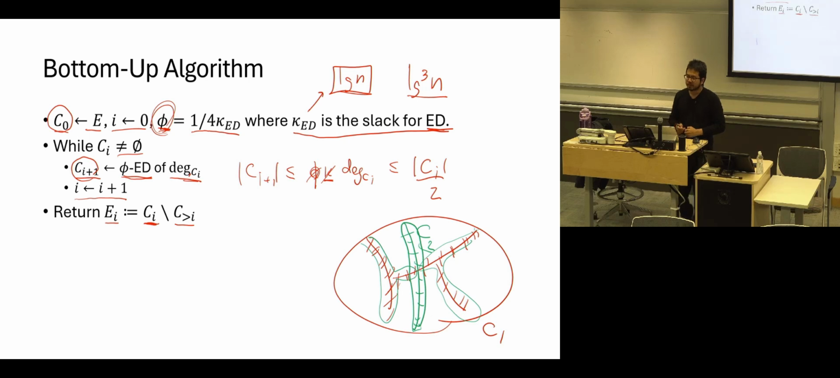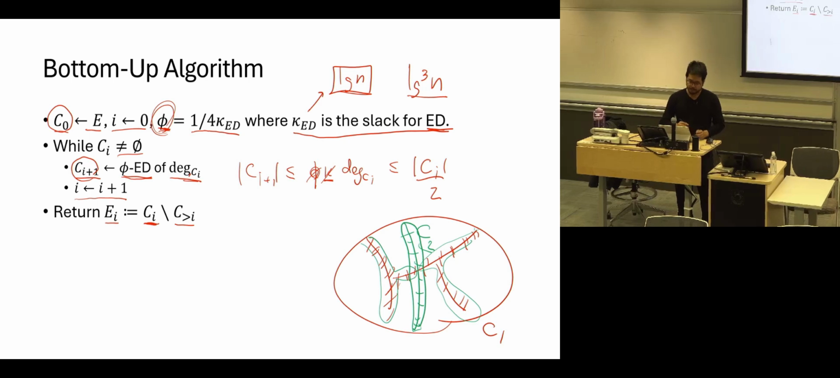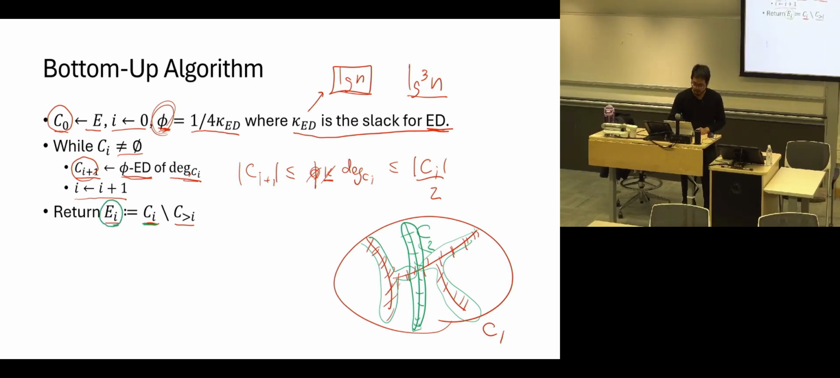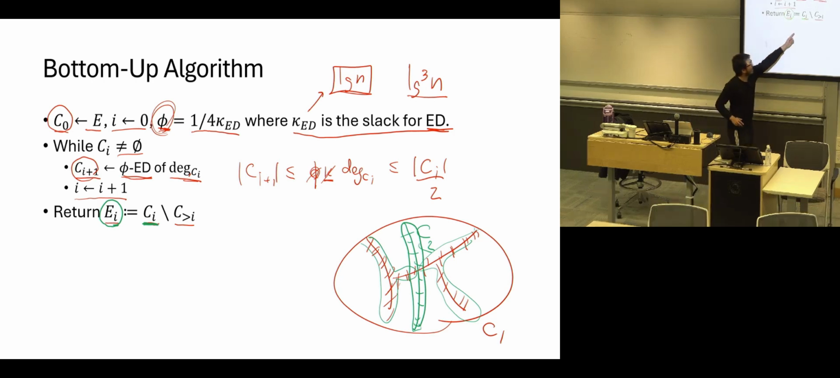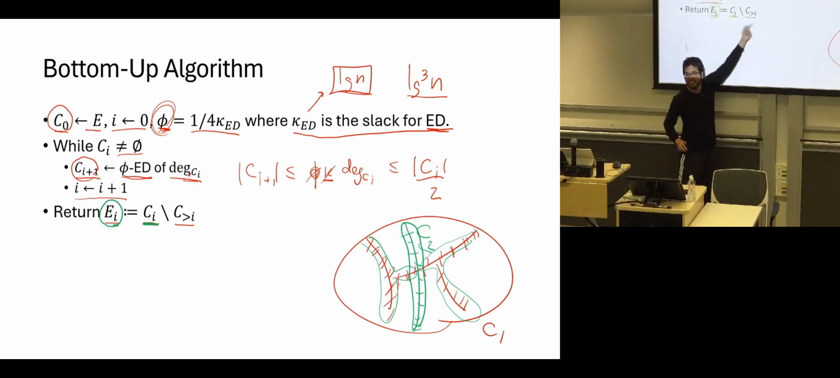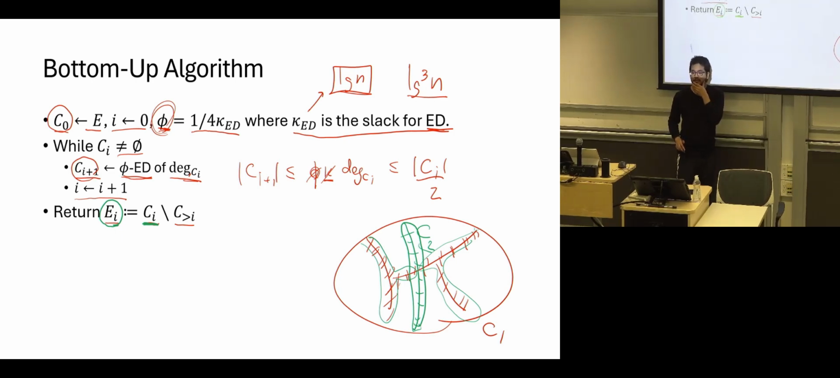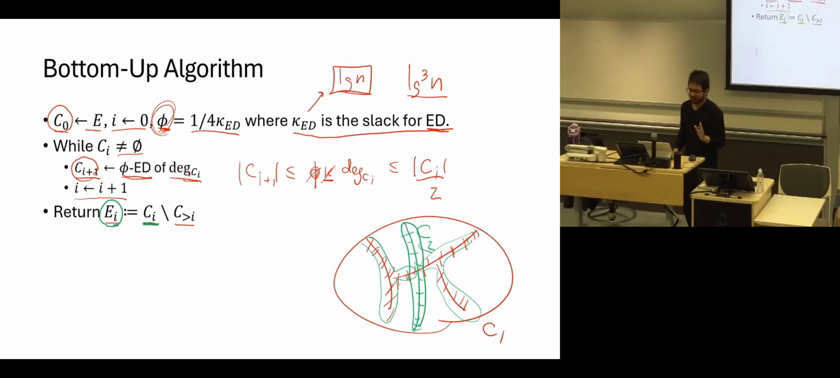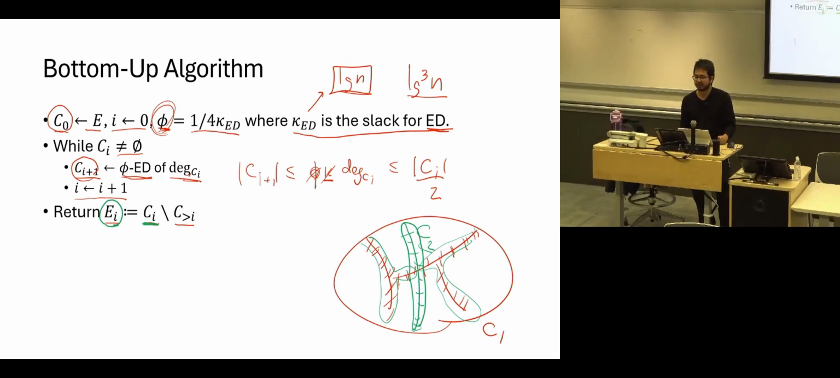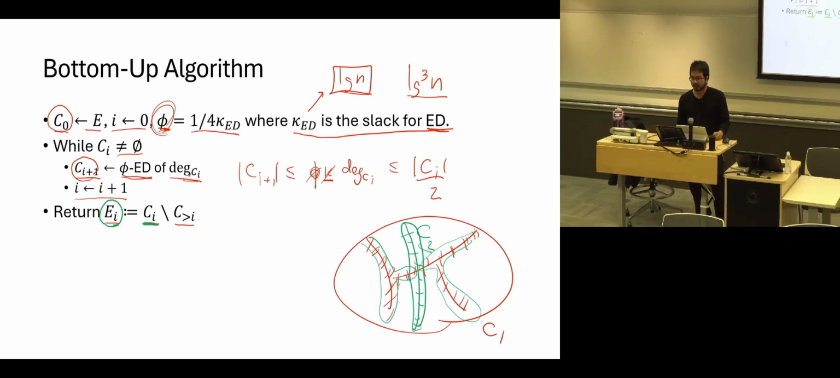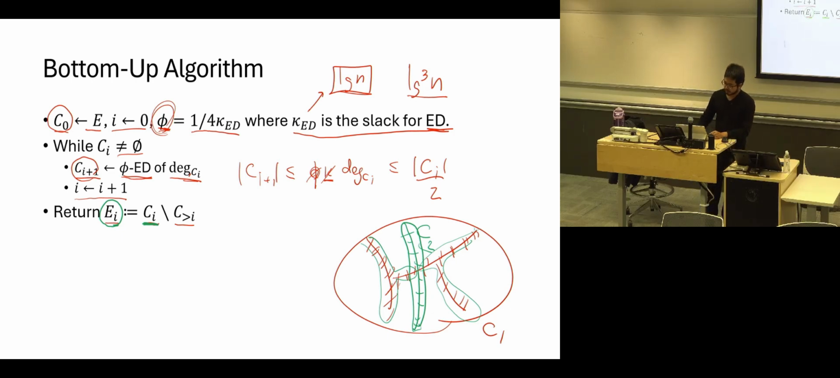Okay. At some point, you will stop. And the edge set Ei is just edges that are promoted to level i, but not further. Is it clear? Is the algorithm description clear? Good. Okay.